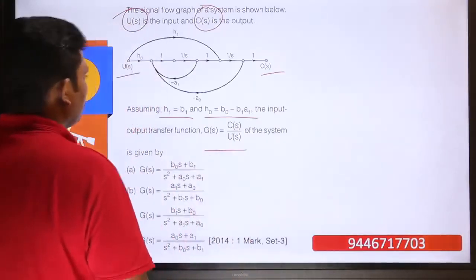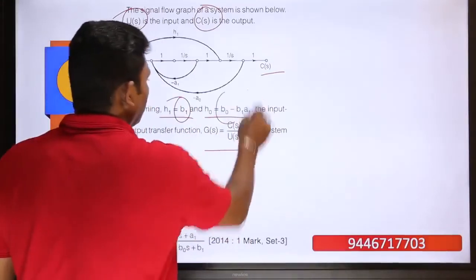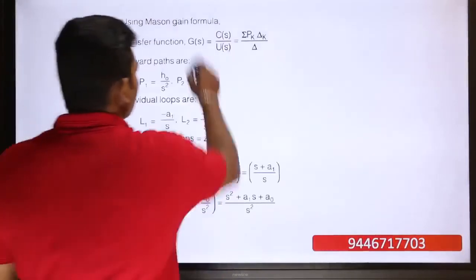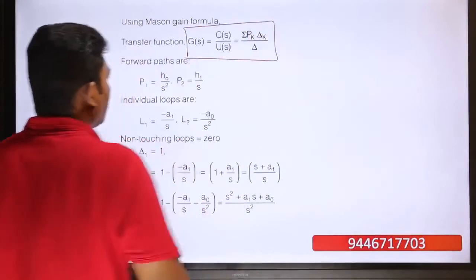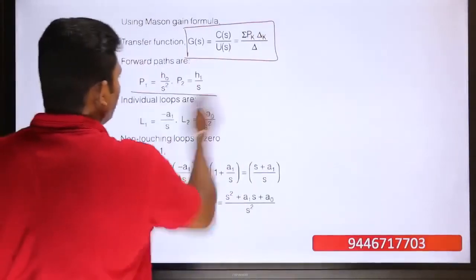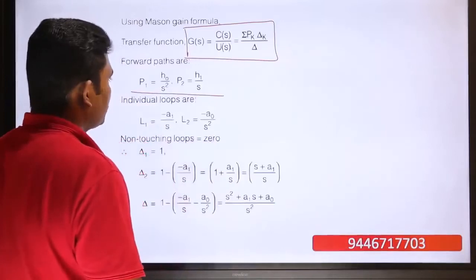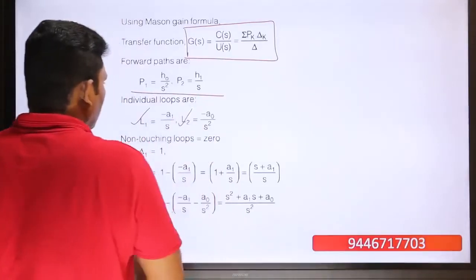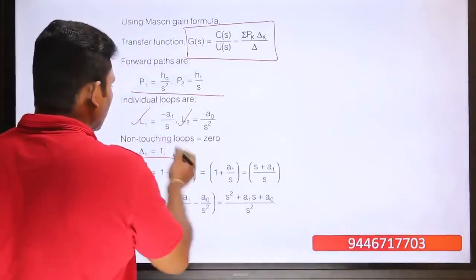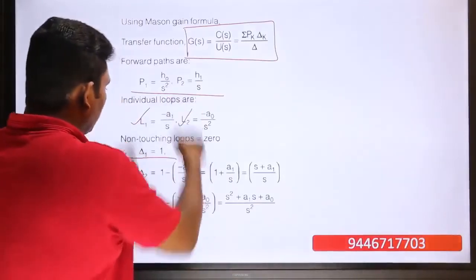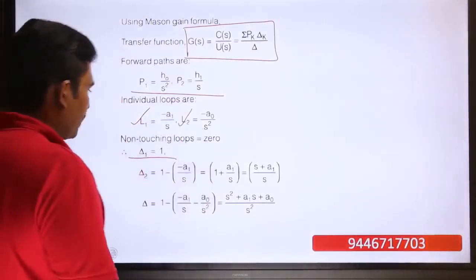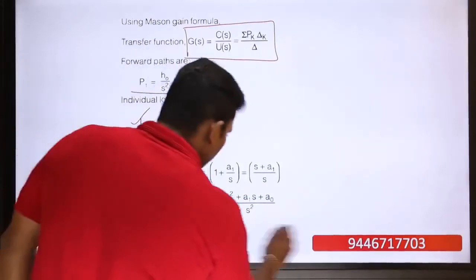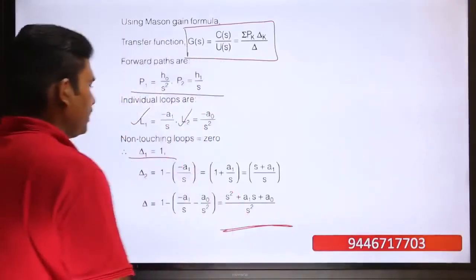So instead of H1 you will have to put B1 and instead of H0 you will have to put B0 minus B1 into A1. So using Mason's gain formula, we know the transfer function is sigma pk delta k divided by delta. Finding P1 and P2. P1 becomes equal to H0 divided by s square, P2 becomes equal to H1 divided by s, and individual loops are L1 and L2. Delta 1 is equal to 1 because there are no non-touching loops, and you can substitute the values into finding delta. So when you are finding the value of delta, you will get the value of delta as s square plus a1s plus a0 divided by s square.